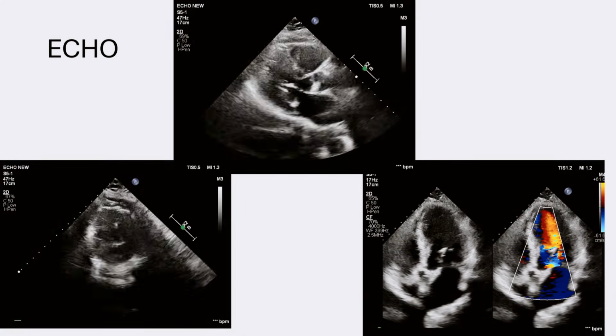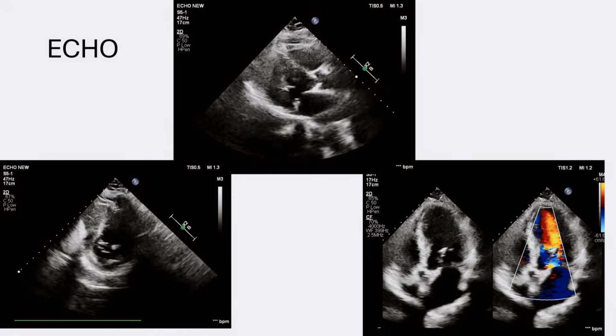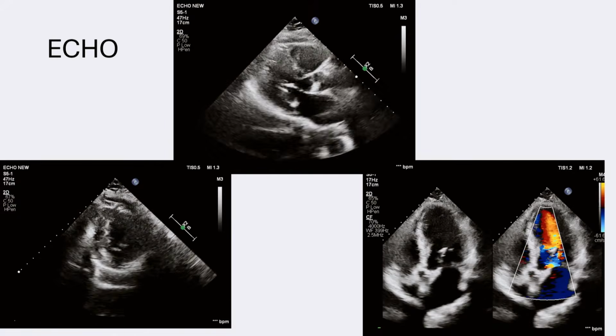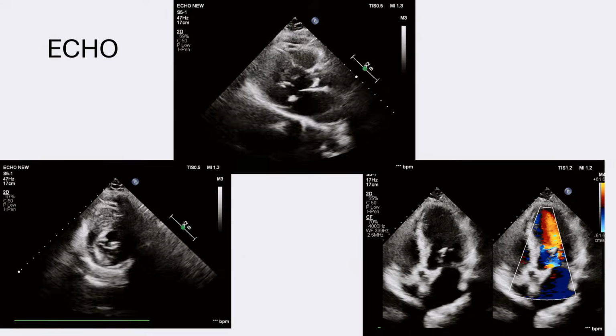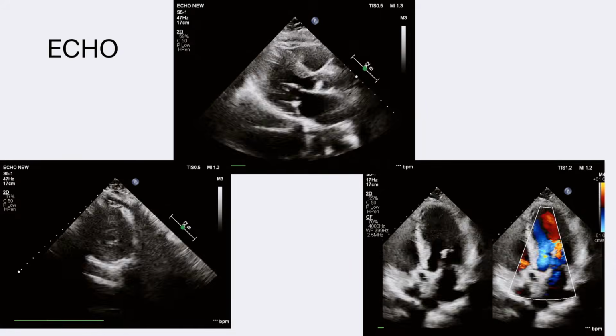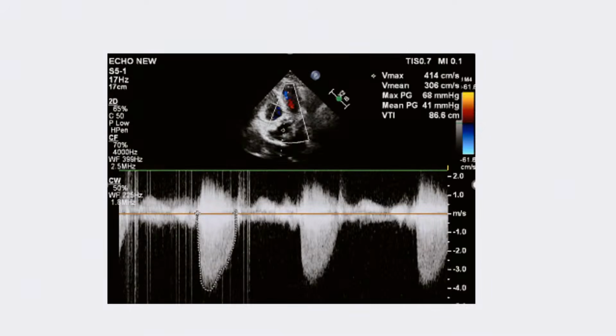Her ECG did not get displayed, but she had just an LV strain pattern and sinus rhythm. She did not have any bundle branch block. Her 2D echo had concentric LVH, and she had severe aortic stenosis with a mean gradient of 41 millimeter mercury. Her LV function was normal, and her valve area was around 0.7 square centimeters.